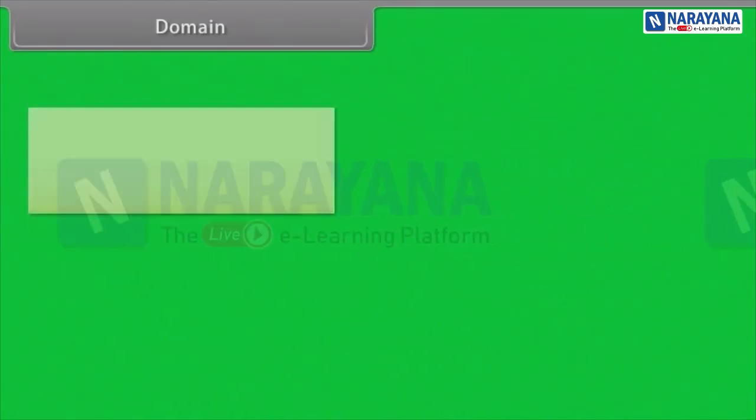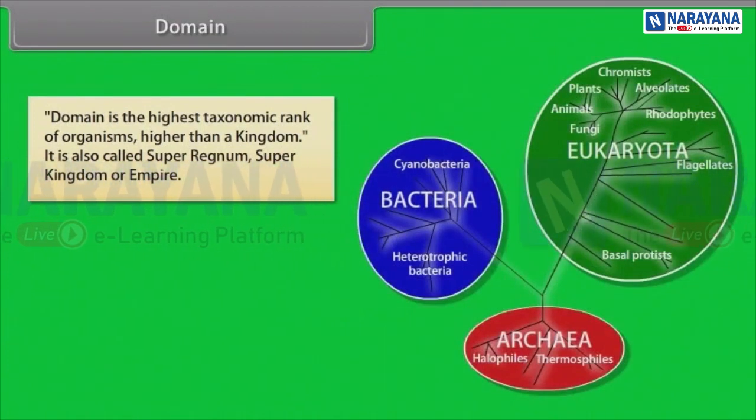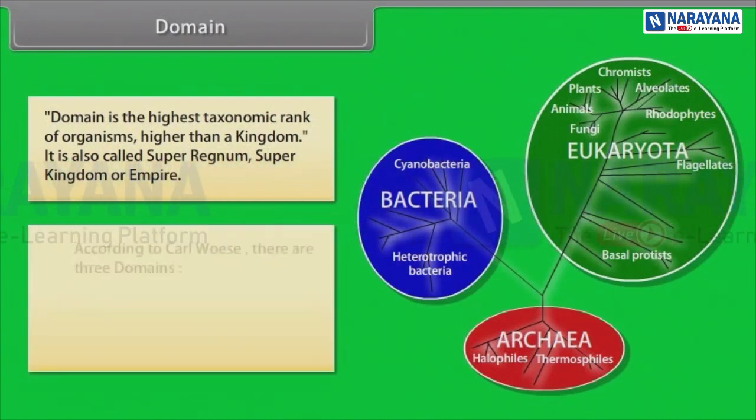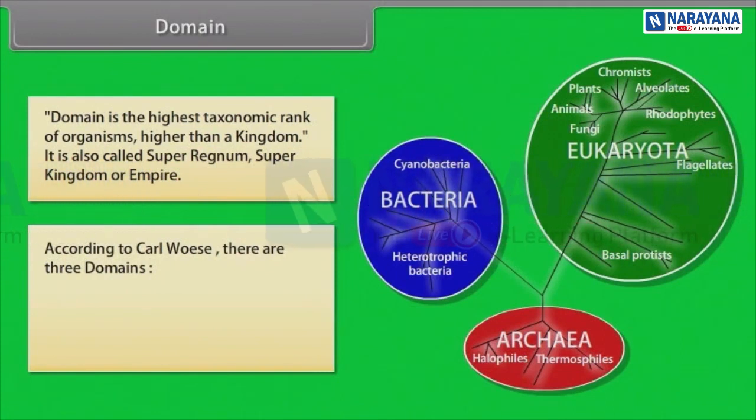Domain: domain is the highest taxonomic rank of organisms, higher than a kingdom. It is also called superregnum, superkingdom, or empire. According to Carl Woese, there are 3 domains: Archaea, Bacteria, Eukaryota.